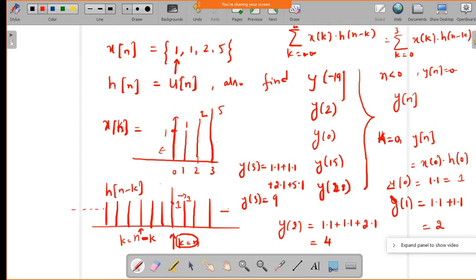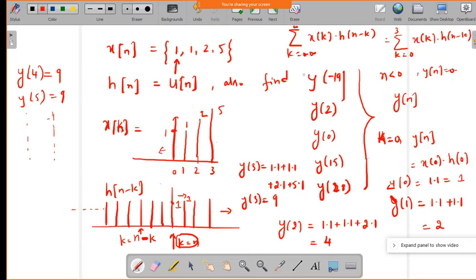So now if you shift any time, your y of 4 and y of 5 will be equal to these samples multiplied by this one. The same samples you are going to get, whatever the samples you get after this, for y of 4 and y of 5, only these samples will be multiplied. So you will get y of 4 also 9, y of 5 also 9. So like this you will go on getting.